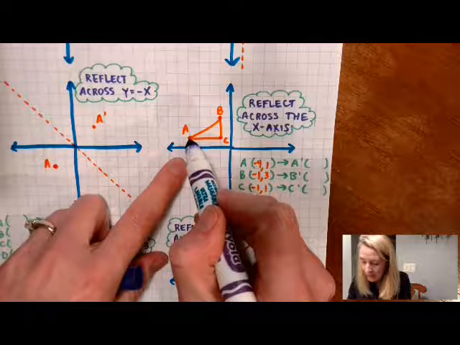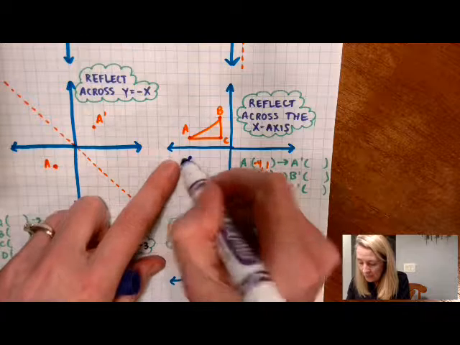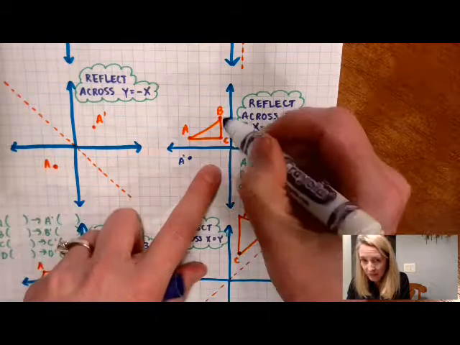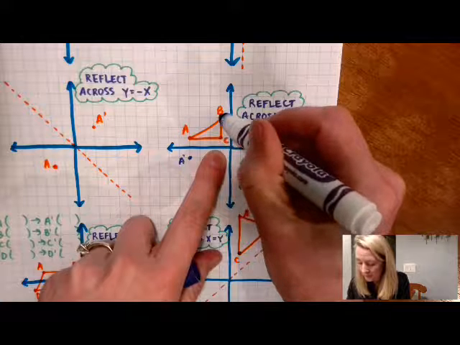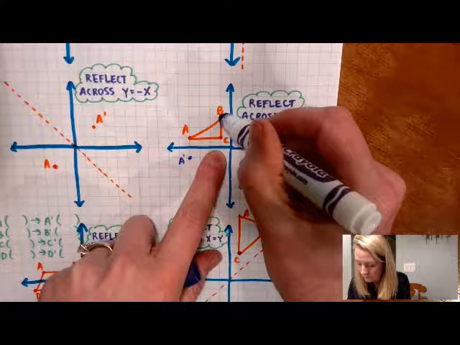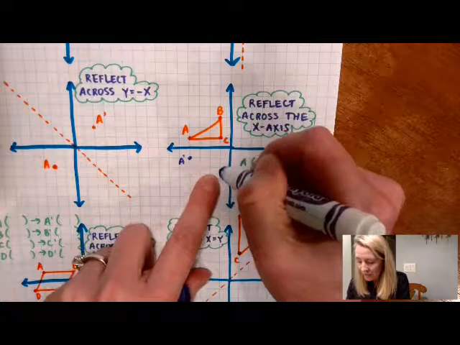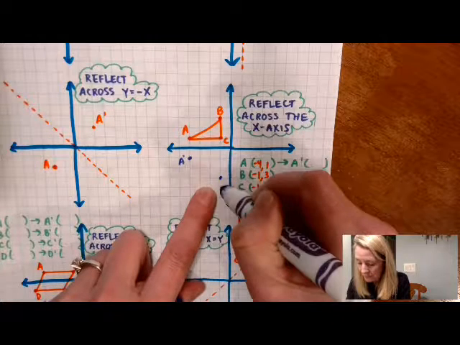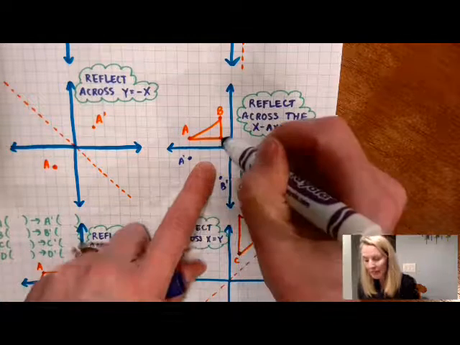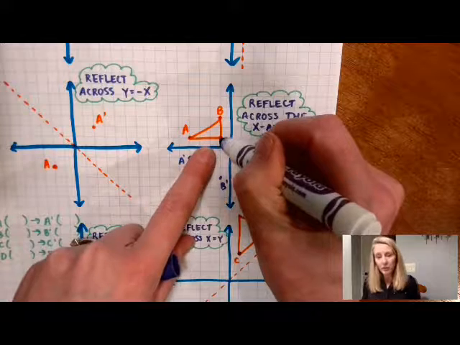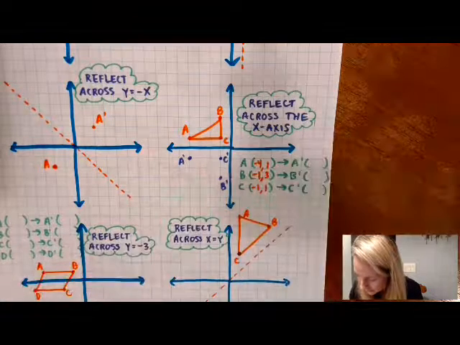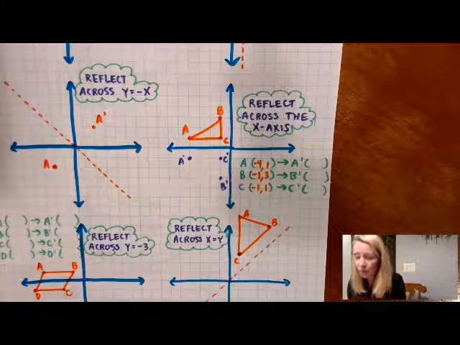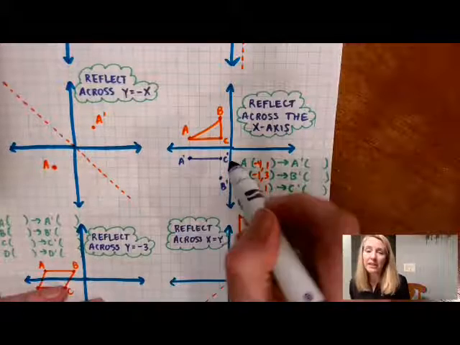Always label. If I'm from my x-axis up 1, 2, 3 to get to my B, then I want to go down 1, 2, 3 to get to my B prime. And then C, if I'm going to go up 1 from my axis, I'm going to go down 1. So just keep it nice and organized. Once you make the points that you have, you can connect them and list their coordinates.